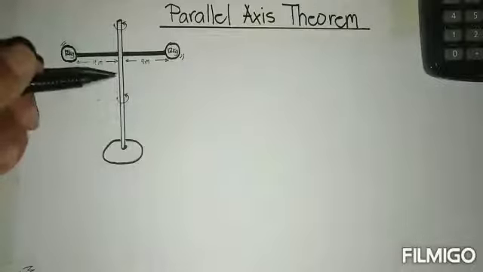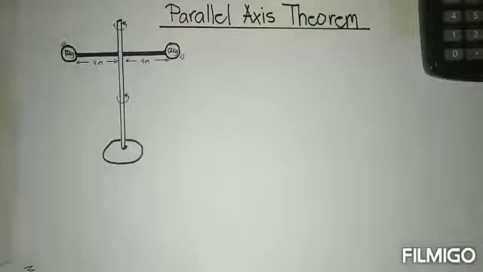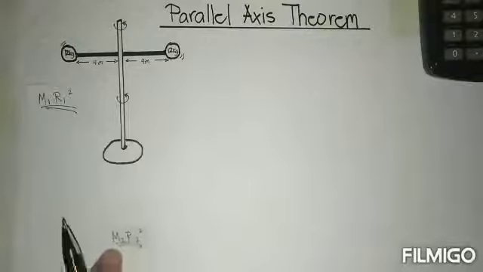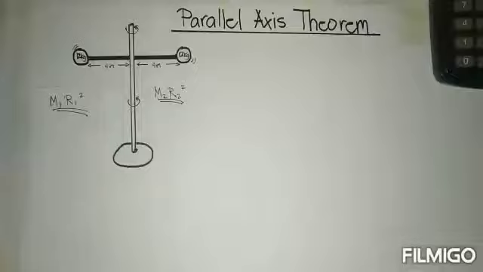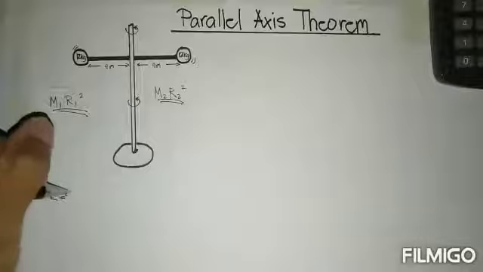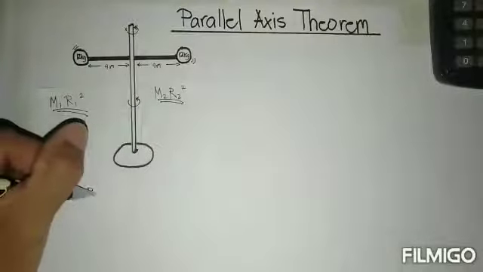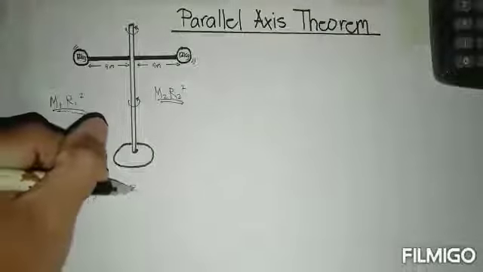First, let's find the inertia of the system. The total inertia of this system is the inertia of every point. We get the inertia from the first block of 12 kilograms, denoted as m1 times r1 squared, and from the other side m2 times r2 squared. So the equation goes like this: total inertia is equal to m1 times r1 squared plus m2 times r2 squared.